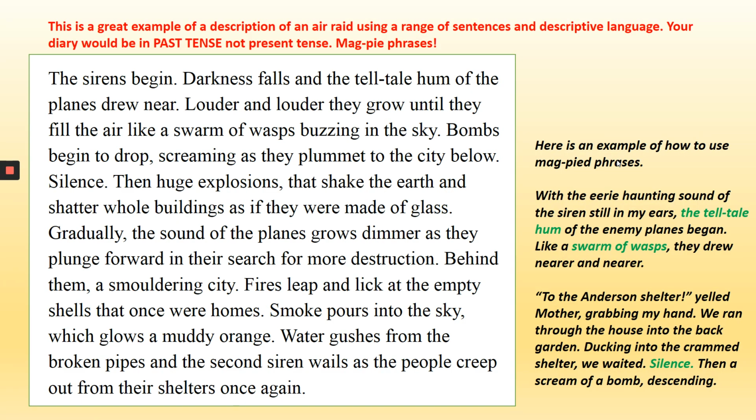There's an example here of a description of an air raid, which has got amazing use of language. Remember, your diary's in the past tense, so you could use some of this, convert it from present to past tense, and then use it for your writing as descriptive language. Okay. We've just got a little example here of how you use magpied phrases. That doesn't mean you just take it and use it in full. It means you take select parts and use them in your writing to make it even better. But we must see it in your own words, because then we know how well you understand.